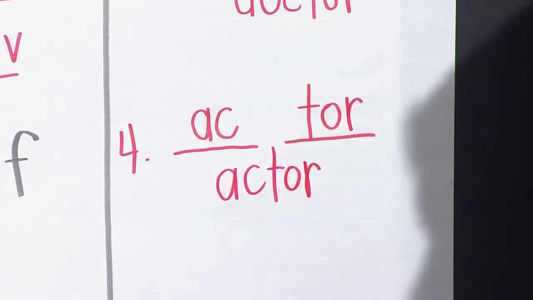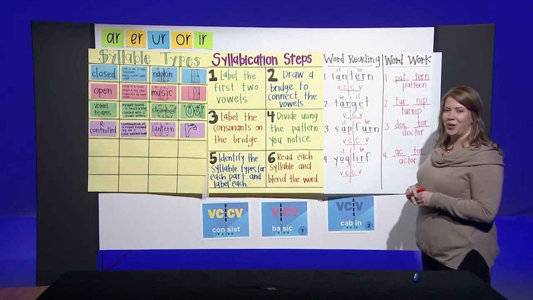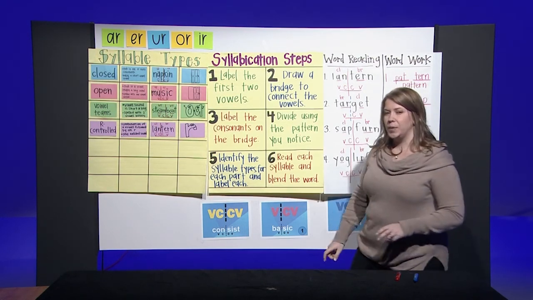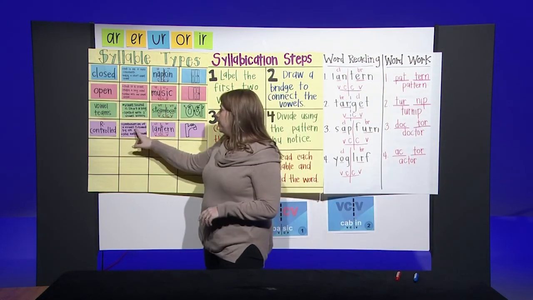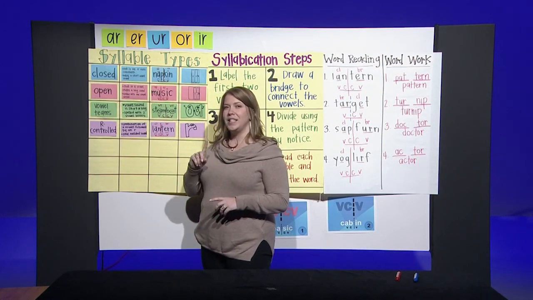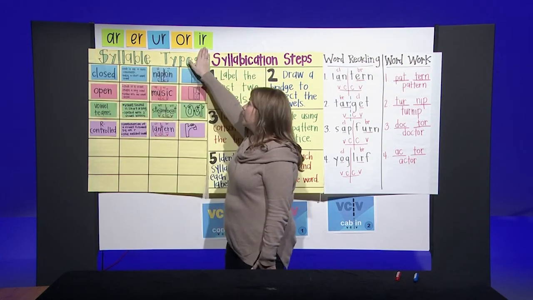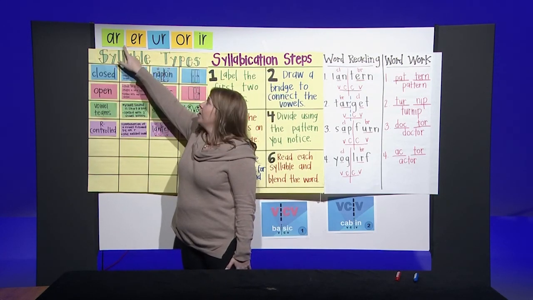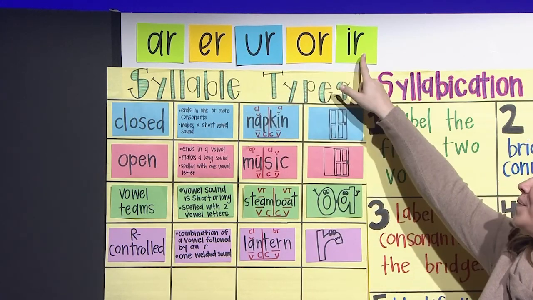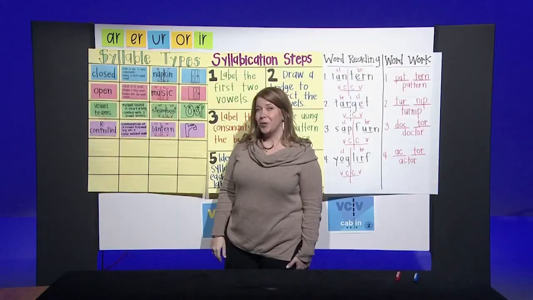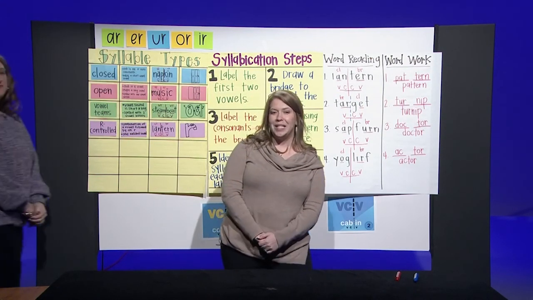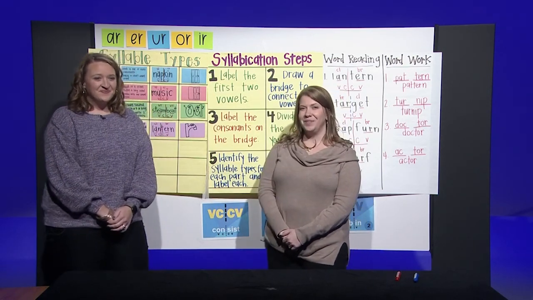Actor. Actor. Great job, boys and girls. Let's review quickly. An R-controlled syllable contains a vowel followed by an R. Together, they're going to make one welded sound. Here are our examples. R, or. You did a great job working with those today. I can't wait to practice reading more multisyllabic words with this new knowledge.